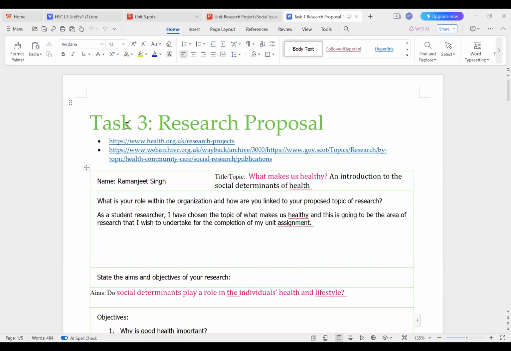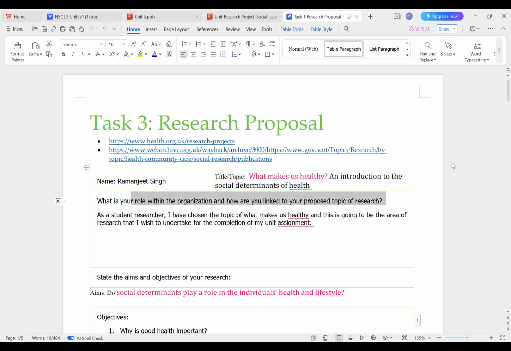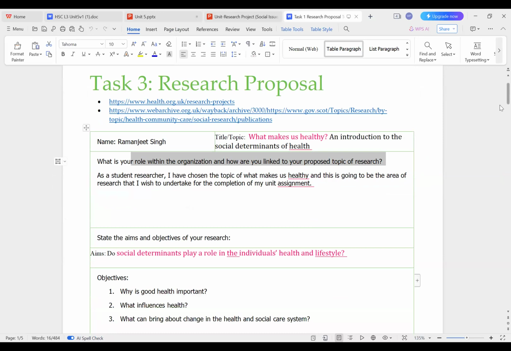I'll just share this research proposal template with you. I don't know if you have it on your Moodle site or not. I'm just sharing it with you. So for task 3, for instance, when you want to write your research proposal, what would you want to write? You would want to write your name here, your title or your topic of research. What is your role within the organization? You would want to mention that.